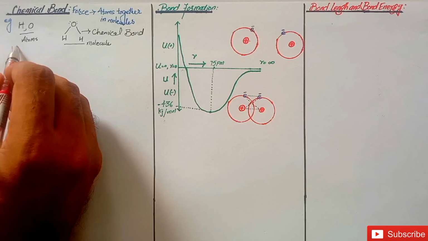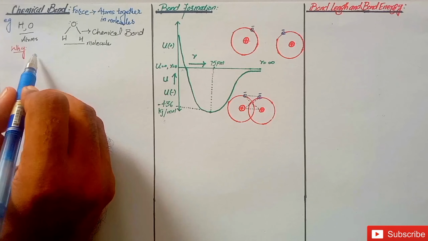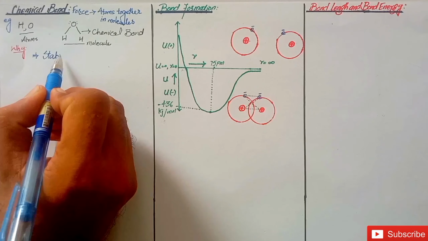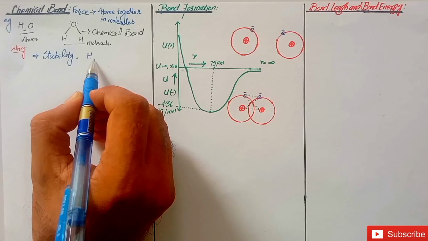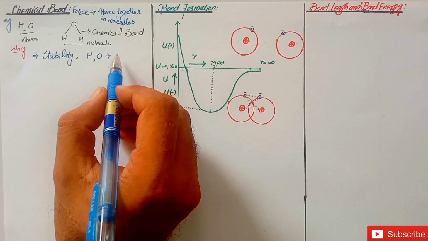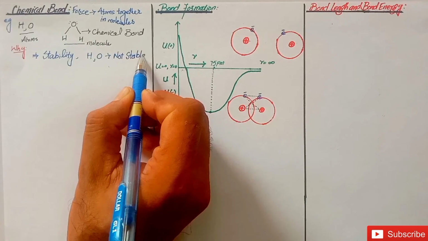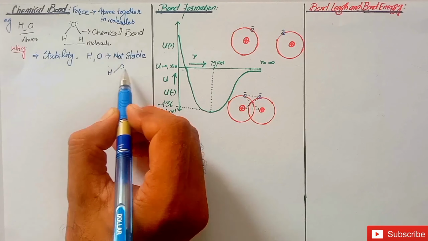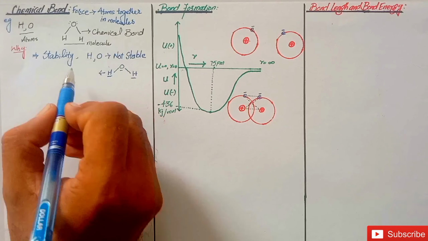Now, this is a question: why do atoms form chemical bonds? Everything in the universe wants to be stabilized, and atoms are not stable. To gain stability, they form chemical bonds. For example, again, hydrogen and oxygen atoms are not stable. To gain stability, they combine together and form water molecules. In the molecule, these atoms are stable.